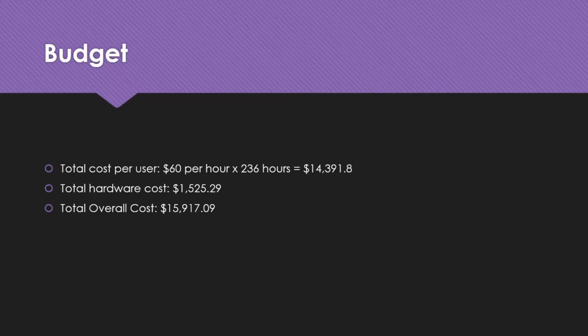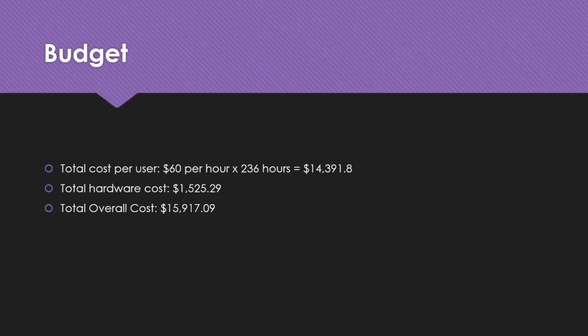So, the budget. When we calculated this, we initially said that all employees working on the project would get roughly $60 per hour. We took that number and multiplied it by our total hours, which was 236, and we got a rough number of $14,391.08. We added that number to the total hardware cost, which was formulated from two servers, one switch, one router, and one barcode scanner, which came out to $1,525.29.